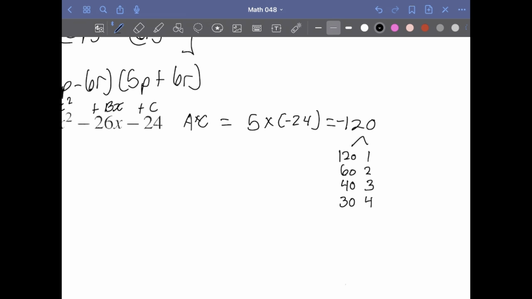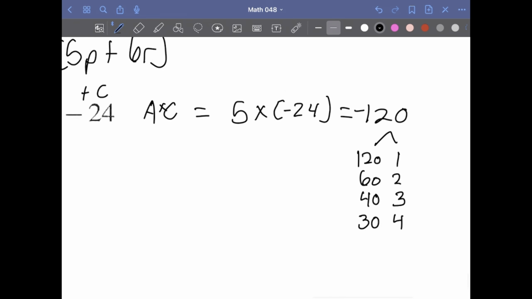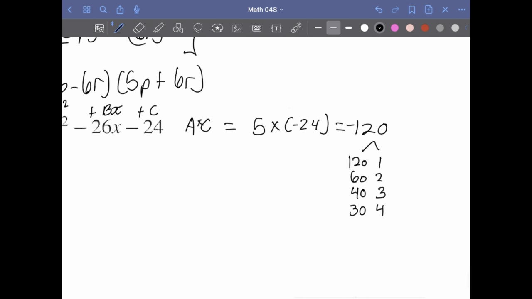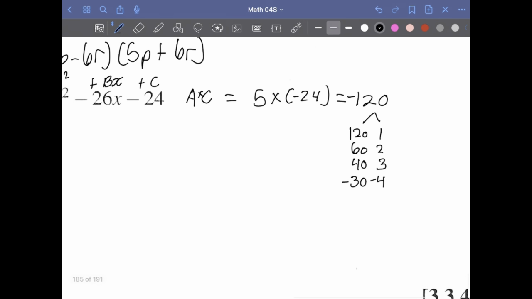So when I look at these, I see two factors we could use. We could use negative 30 and positive 4, because if you add negative 30 and positive 4, you get negative 26. We want the two factors to add up to negative 26 as well as multiply to get negative 120. When you add negative 30 plus 4, you get negative 26. And when you multiply negative 30 times 4, you get negative 120. So those are the two factors we want to use, right?